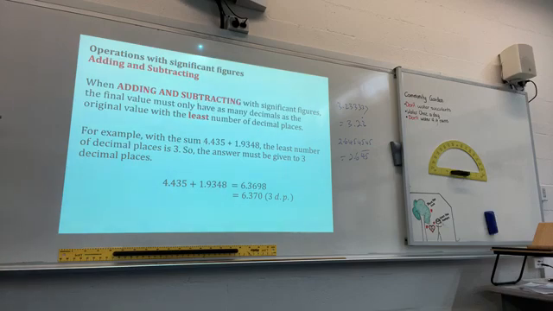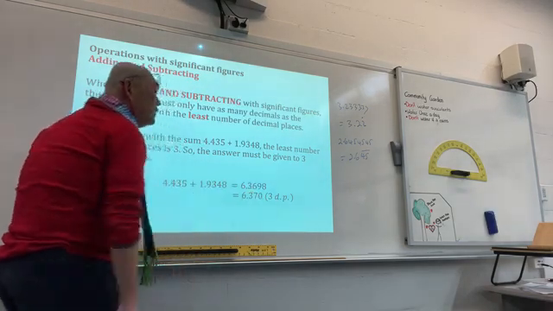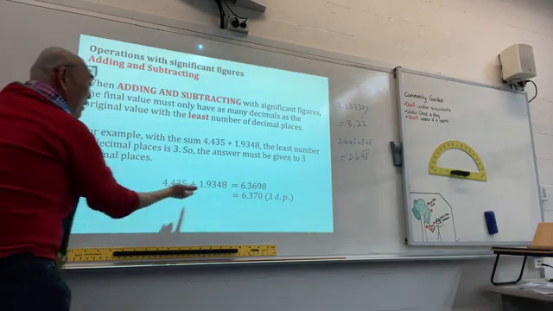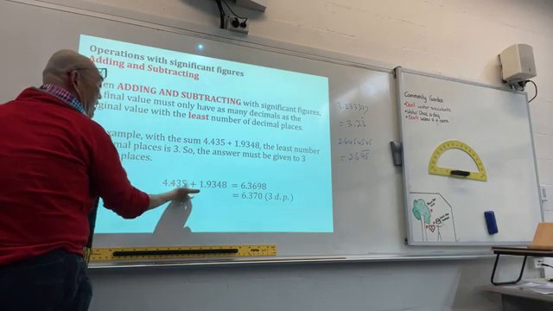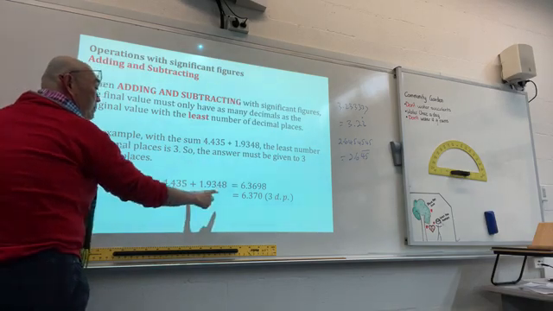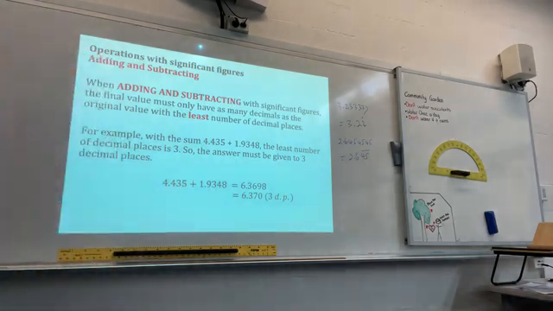For example, the sum of 4.435 plus 1.9348, the least number of decimal places is 3. So the answer you must give to 3 decimal places only. That's important in terms of accuracy, especially when you're thinking about how accurate you can go, up to 4 decimal places or 3 decimal places. So if one of them has 3 decimal places and the other has 4, you round it to 3 decimal places only. That's adding and subtracting.